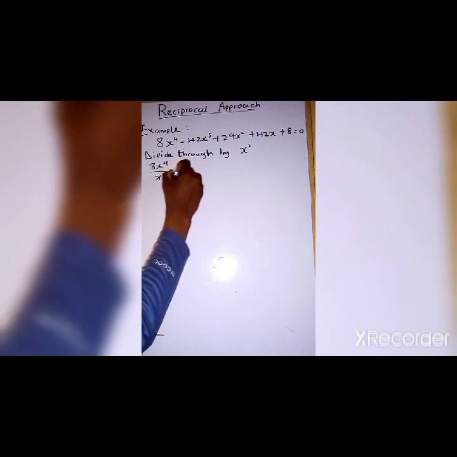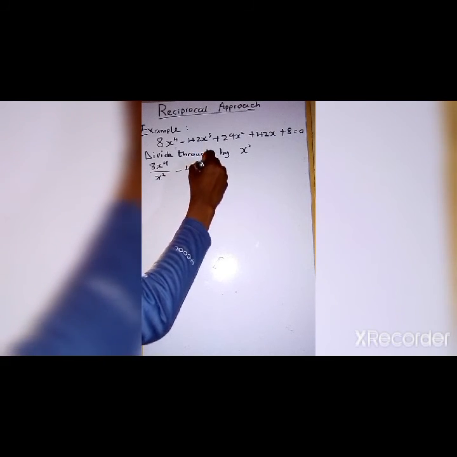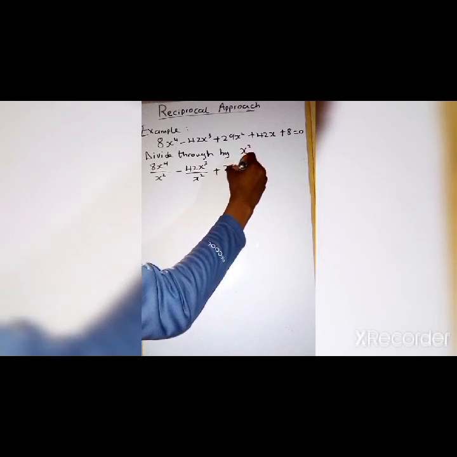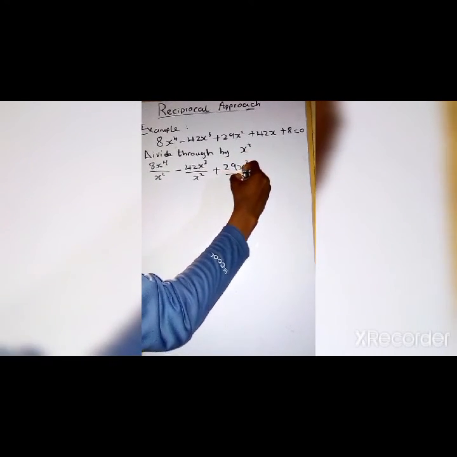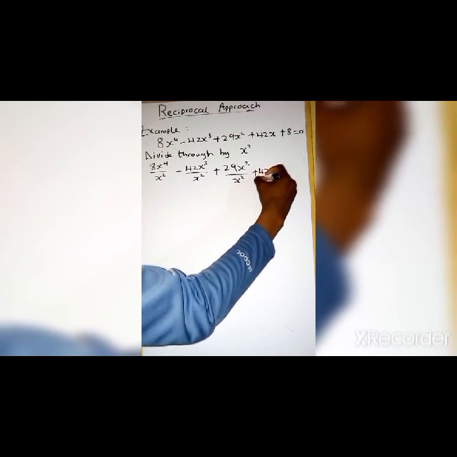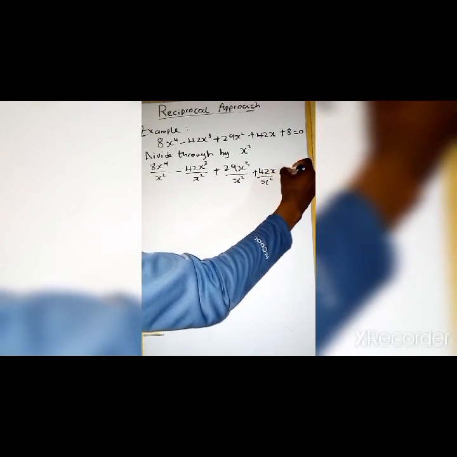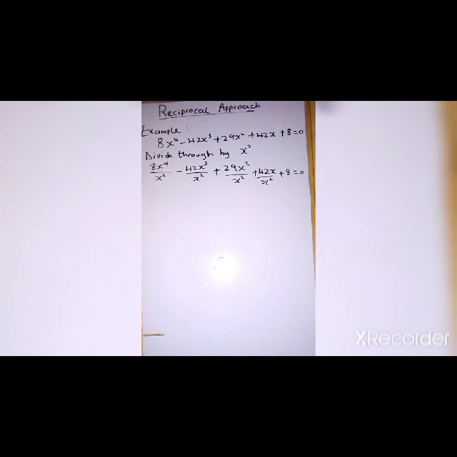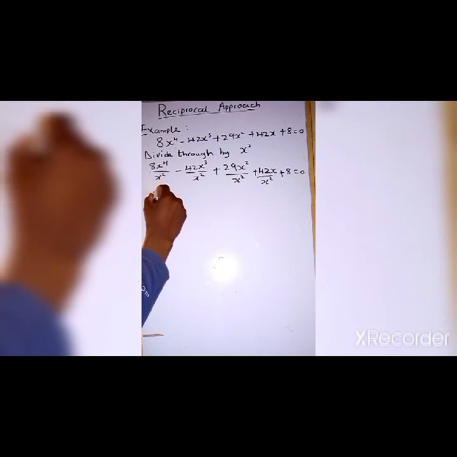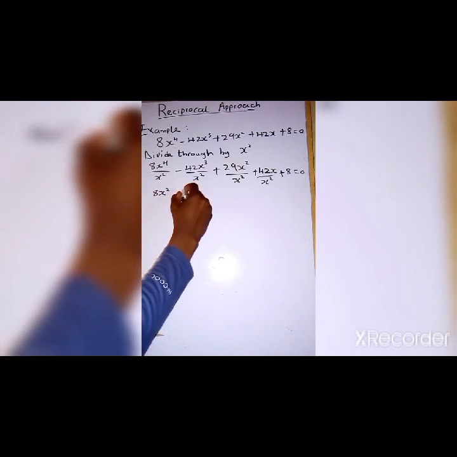So when we divide, we have what? 8x raised to the power 4 over x squared, minus 42x raised to the power 3 over x squared, plus 29x raised to the power 2 over x squared, plus 42x over x squared, plus 8 over x squared, equals 0. So after dividing, we get 8x raised to the power 4 divided by this, we have 8x squared, minus 42x.